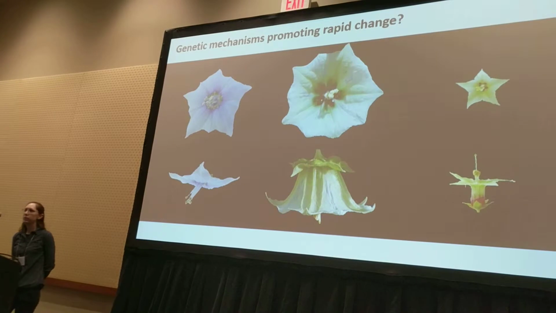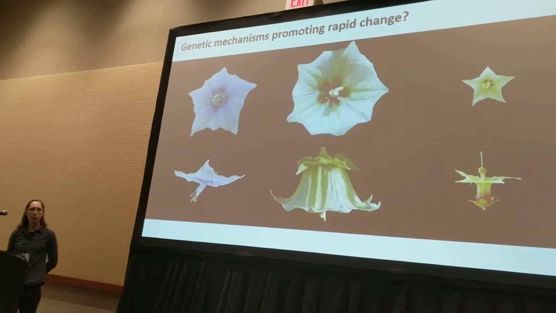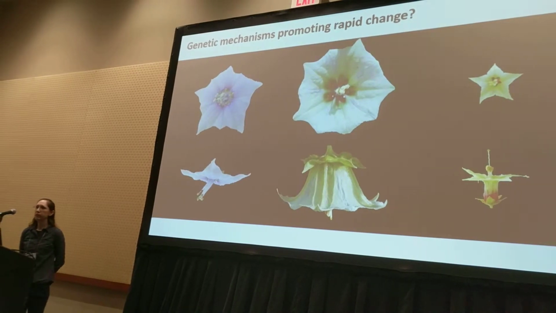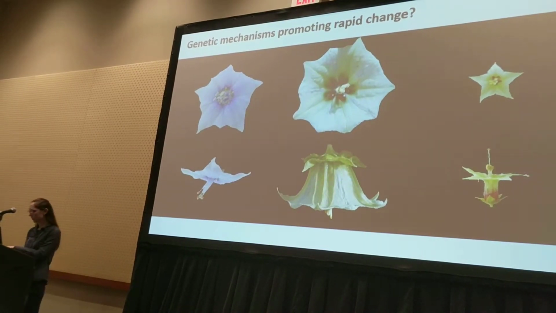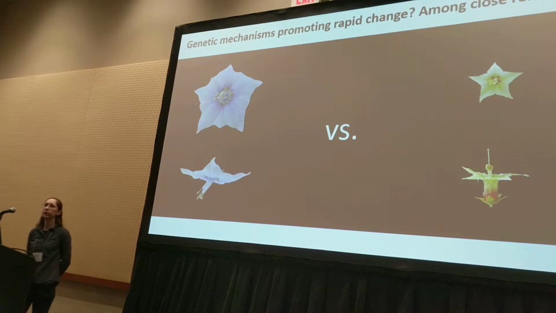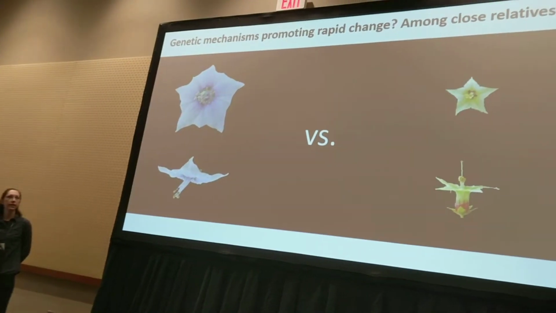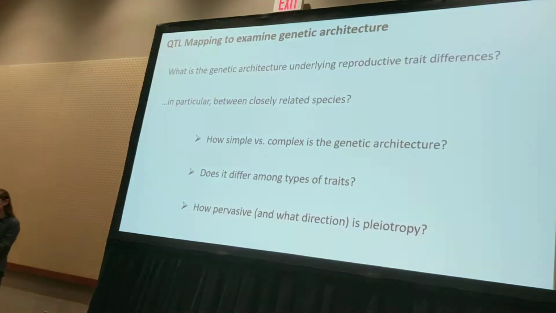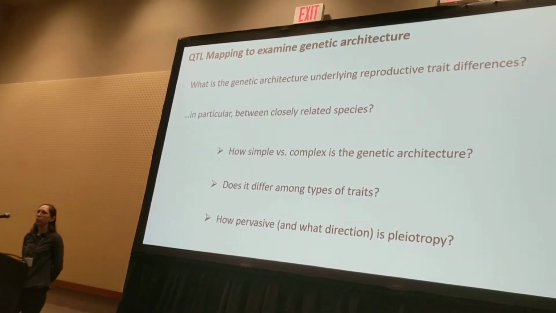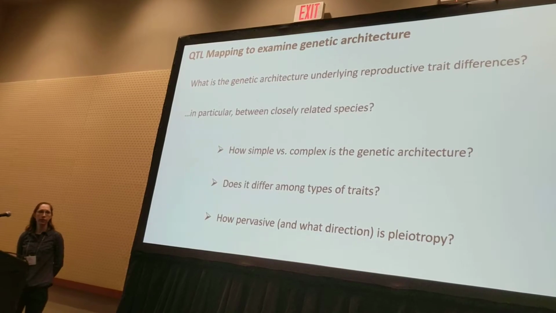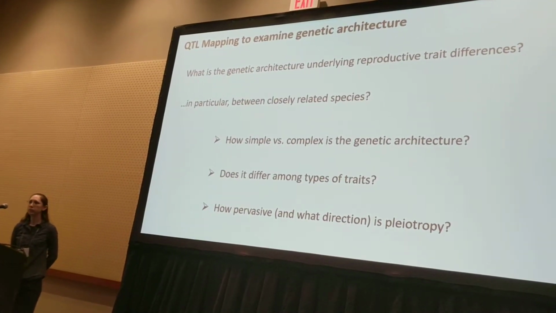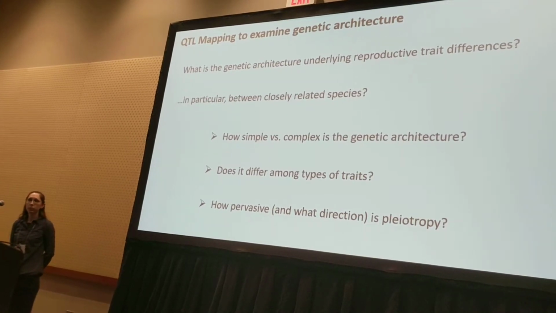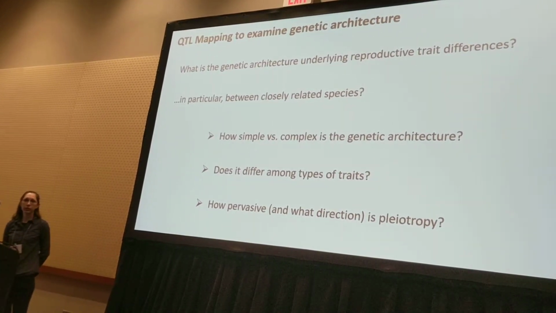All right, so I've given you some hints as to potentially genomic and developmental reasons why we might see rapid change. But what about the genetics, in particular among really closely related species that have highly divergent floral traits? For this, I want to characterize the underlying genetic architecture between these divergent floral traits. In particular, how simple or complex is this genetic architecture?